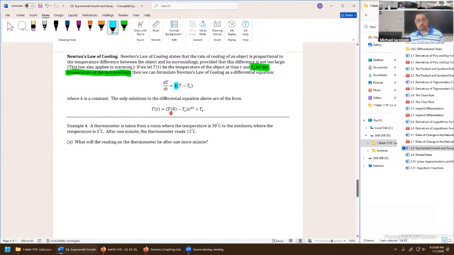We have the initial temperature, T at 0, minus the surrounding temperature, T sub s, times e to the power kt, plus the surrounding temperature, T sub s. So T sub s, the surrounding temperature, appears in two locations. T at 0 is just the initial temperature of the object before it was moved from one room to another. That's kind of an interesting model.